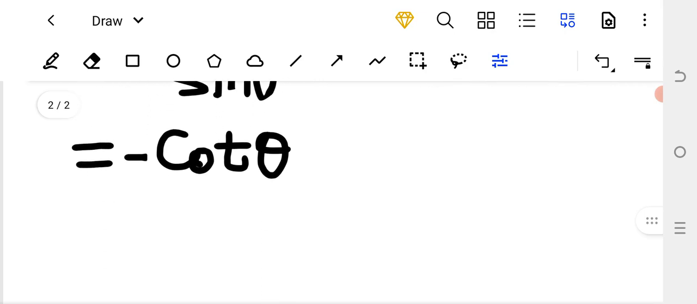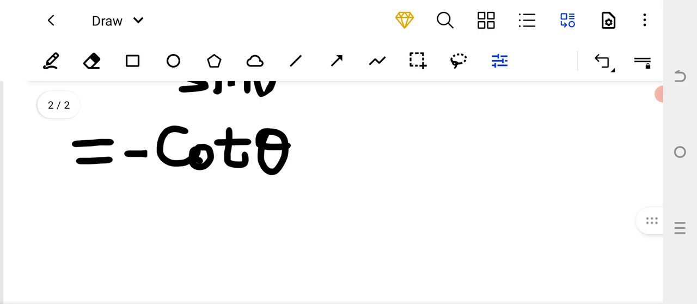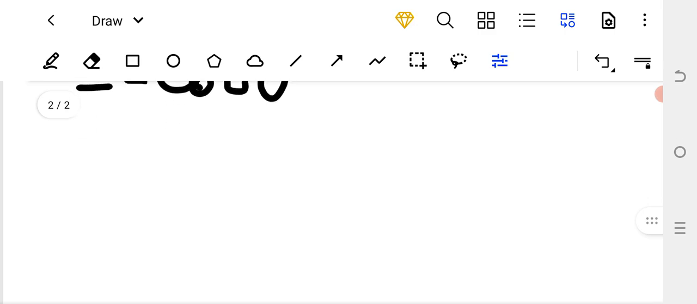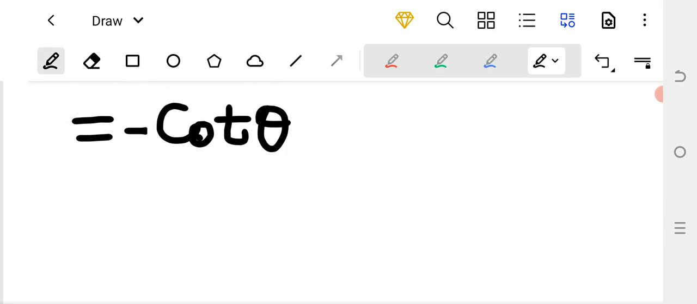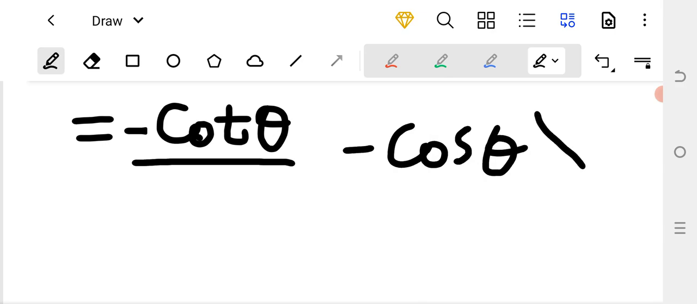So it's probably that ECZ, a lot of things happen as they're preparing exams. They had an error when they were typing, so it's supposed to be cot theta here, the cotangent theta, not negative cos theta. So that does not prove.